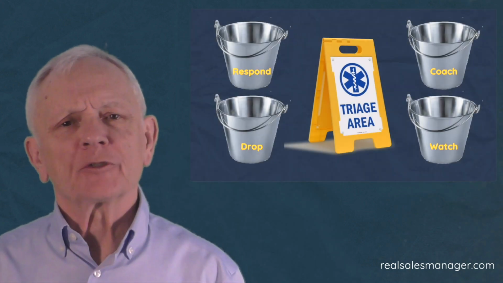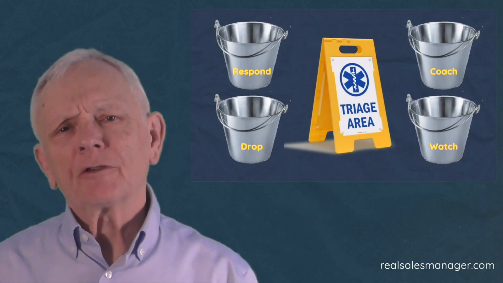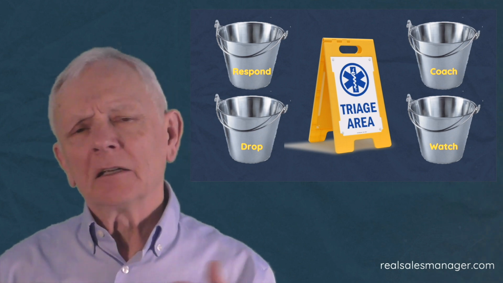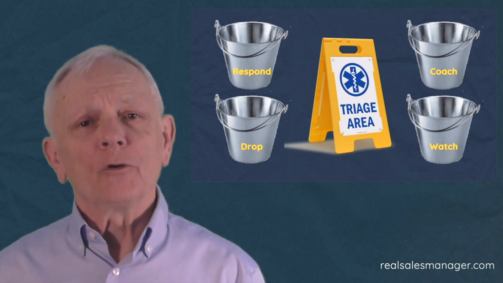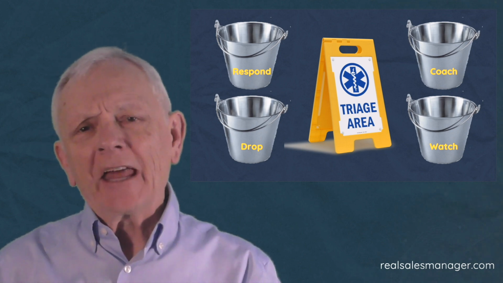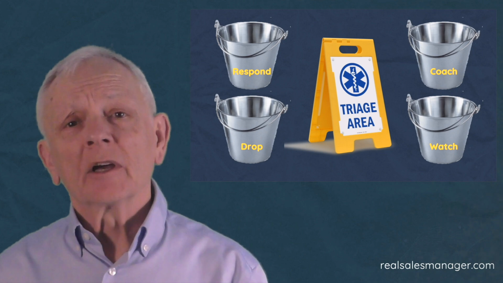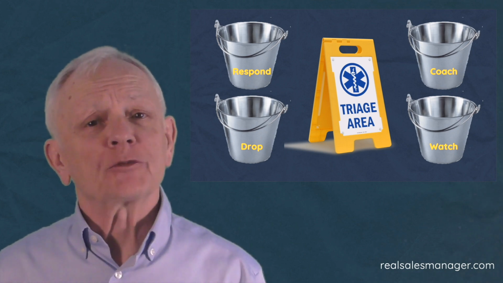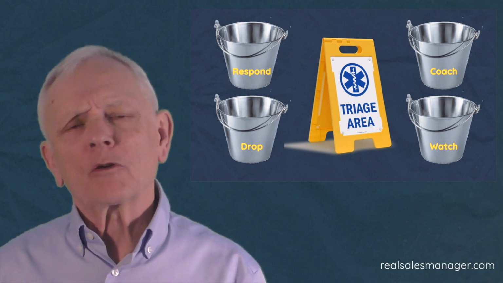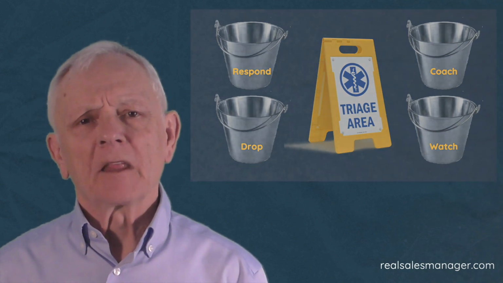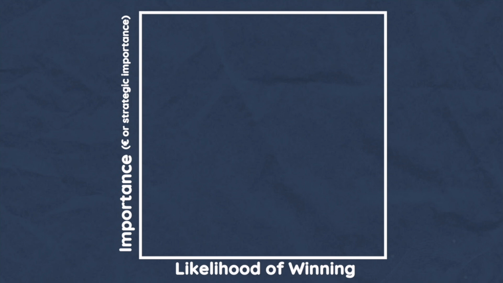The purpose of the triage process is to agree which of 4 categories a SSO, a single sales opportunity, falls into. An SSO is defined as one customer decision, and the triage model is applicable for deals that have progressed to a qualified opportunity stage. To do this, we use a simple map looking at the importance of a deal and the likelihood of winning.